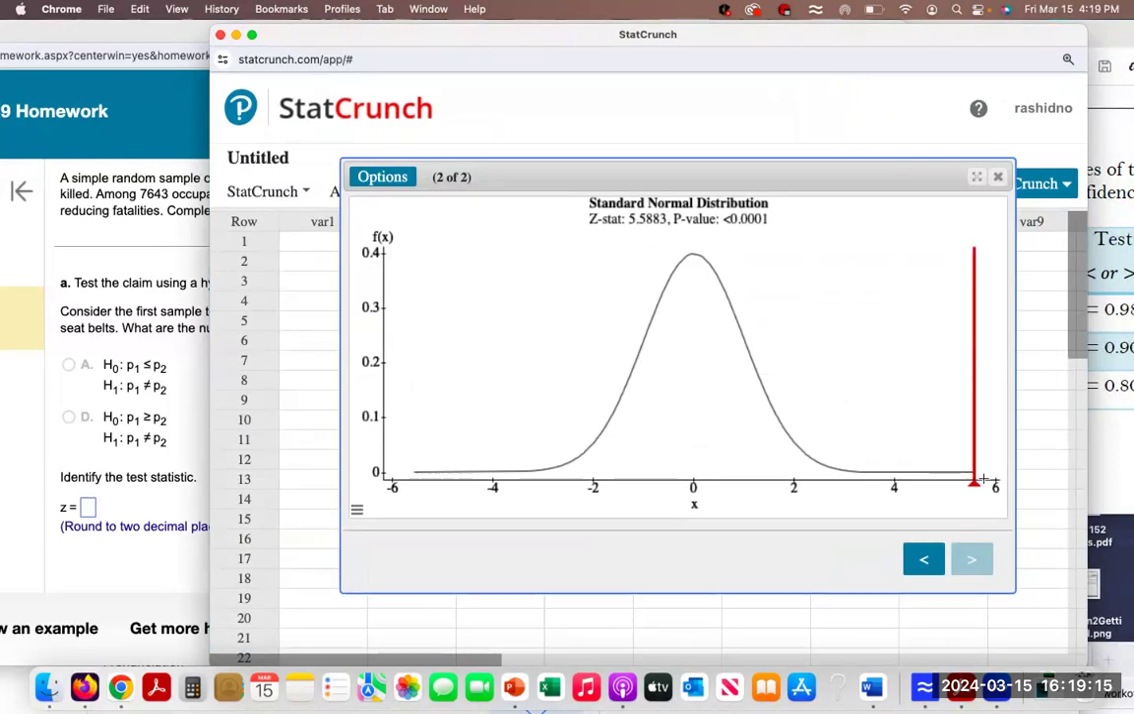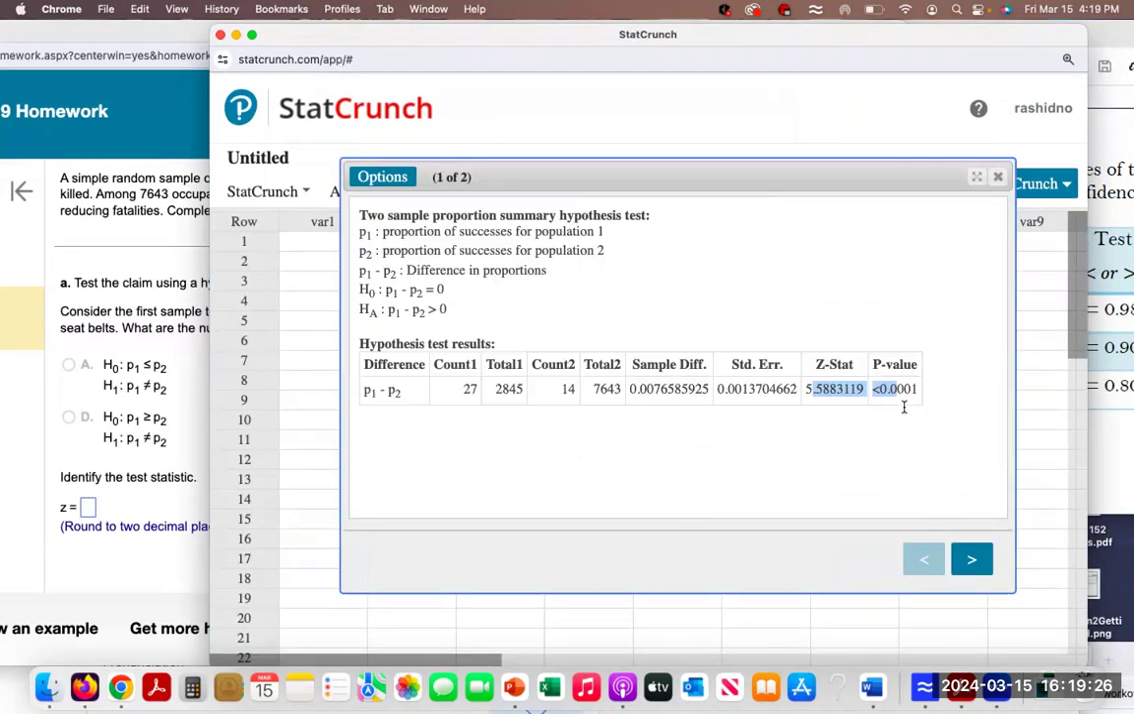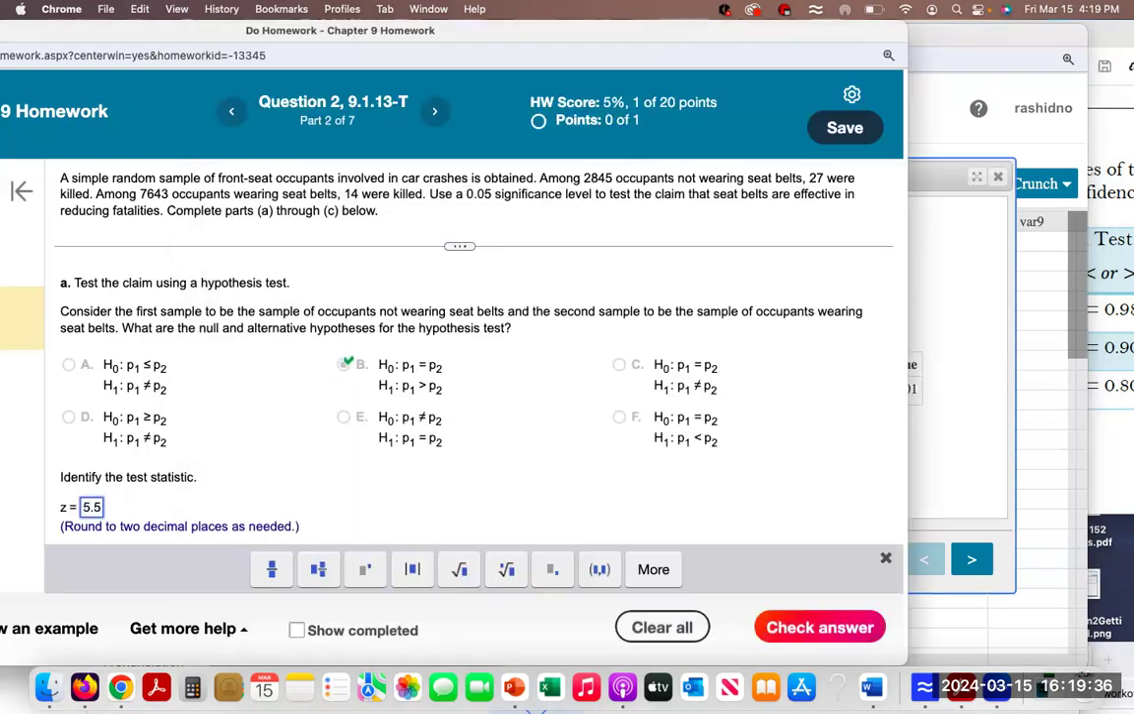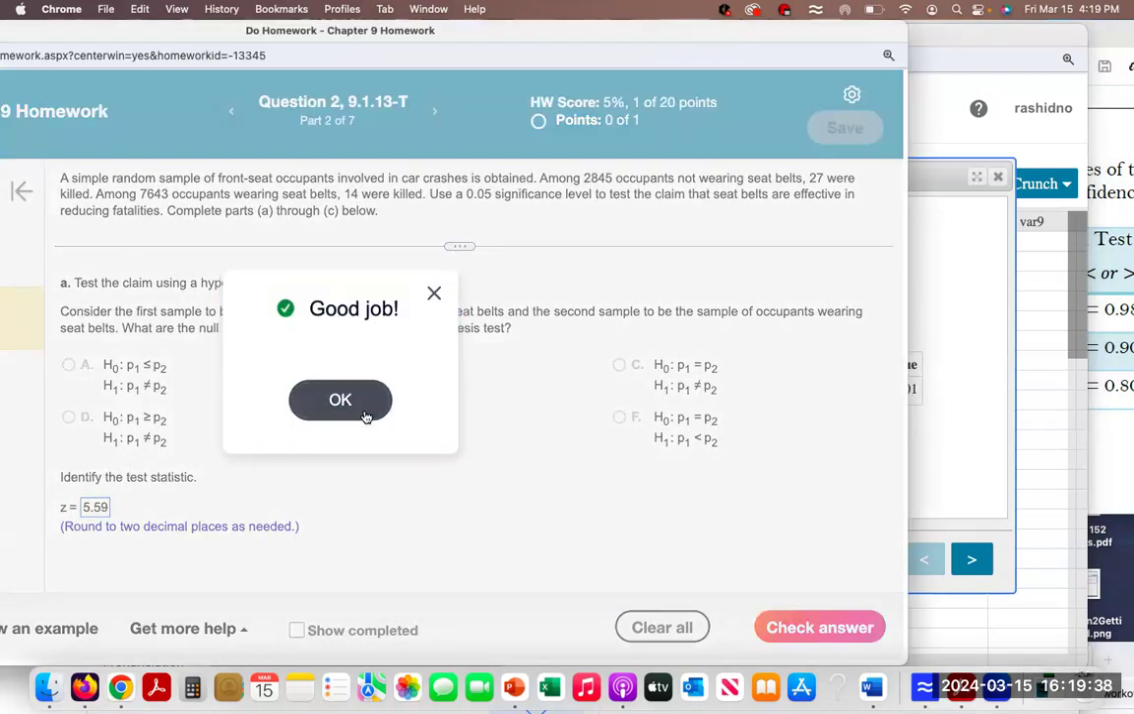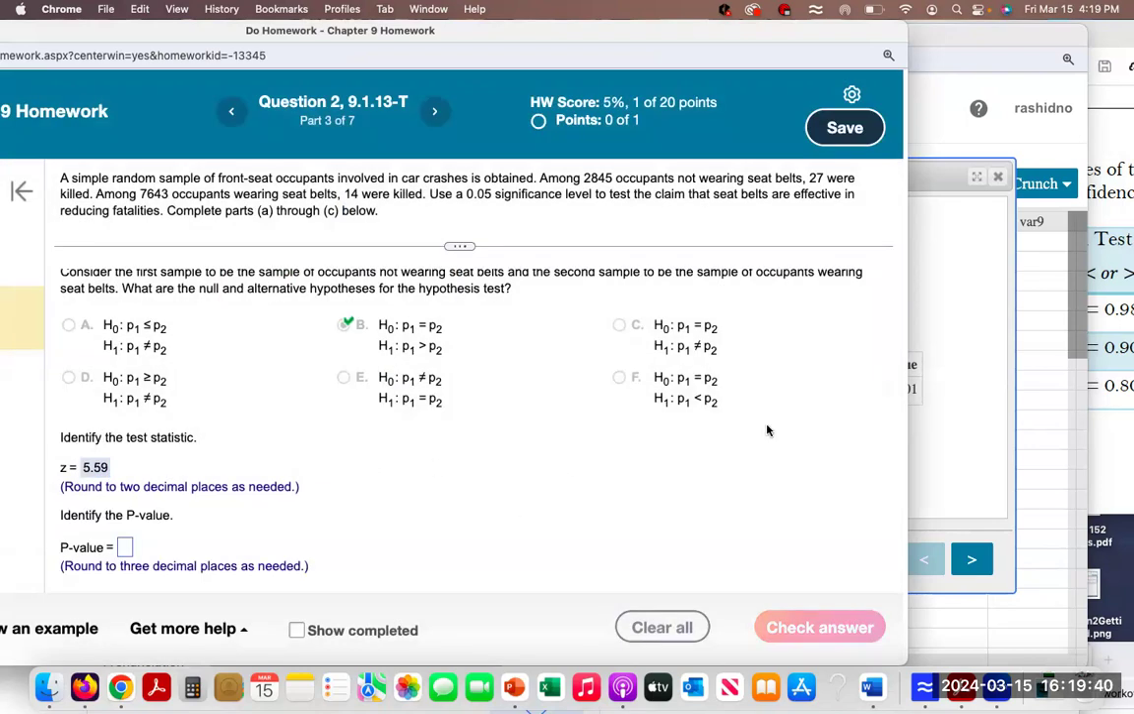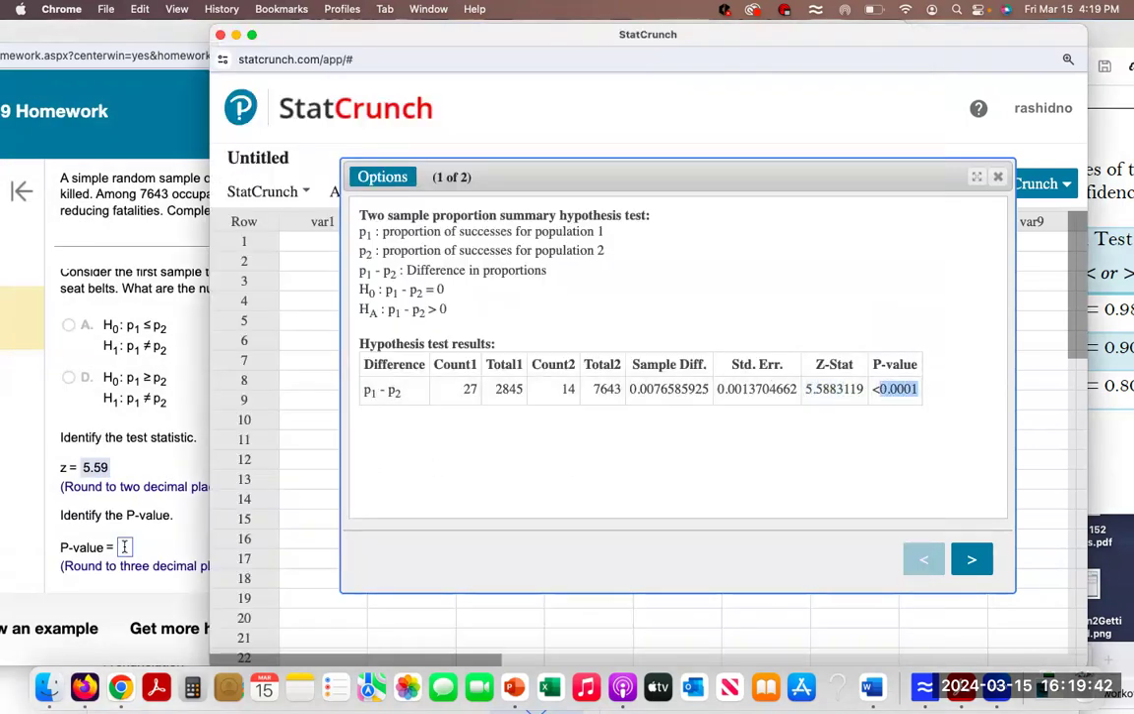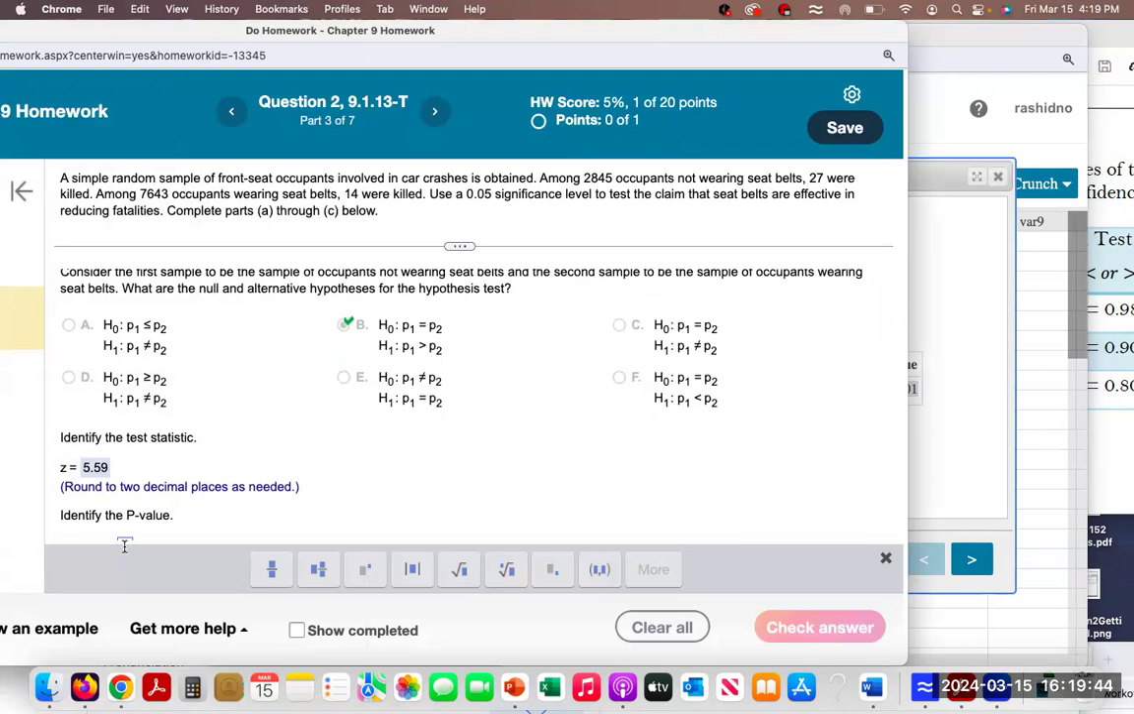Very small area is shaded. And that's the test statistic. And the shaded area is less than 0.001. So the test statistic rounded to 2 decimal places is going to be 5.59. And the p-value rounded to 3 decimal places ends up being 0.